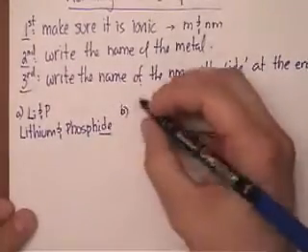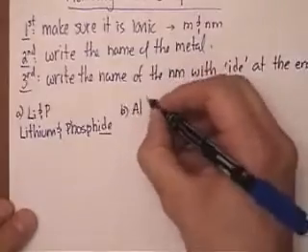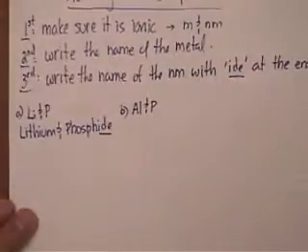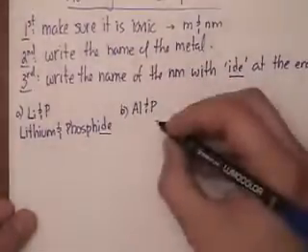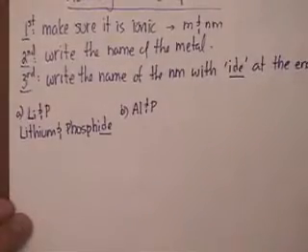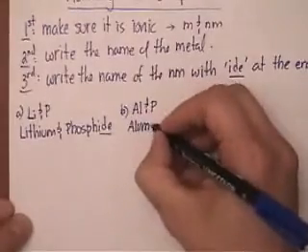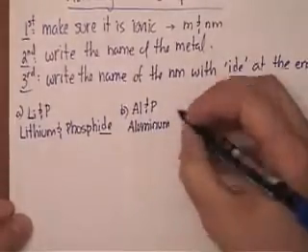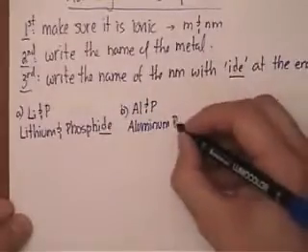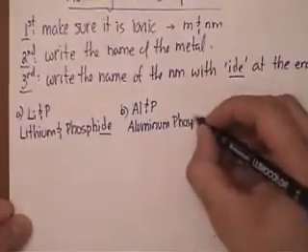Okay, let's try another one. Let's go with aluminum, and we'll stick with phosphorus. Push pause. Try this on your own. Aluminum, and we already know that it's phosphide, so it's just aluminum phosphide.